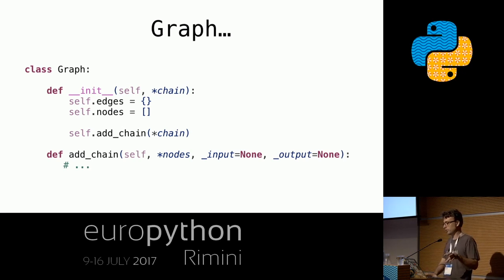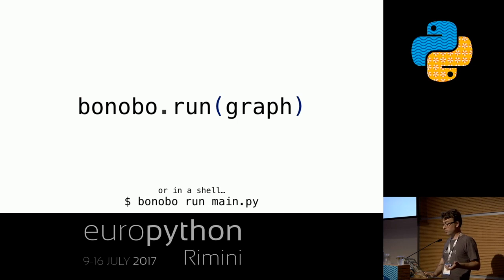On first call, you have a shortcut to call add_chain that adds the first chain you pass to the constructor of the graph, but then you can add chains anytime you want, and you can specify different inputs because you don't want every first node to be at the beginning of the graph, but maybe fork an existing chain. Then once you define the graph, you either run it using the bonobo.run method, or you can run it using the CLI like we did before in a shell.